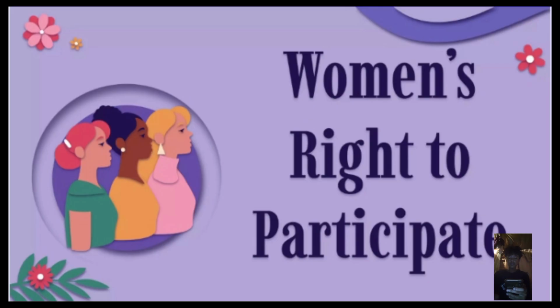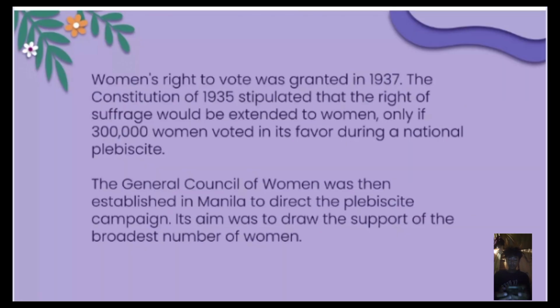Women's right to participate. Women's right to vote was granted in 1937. The Constitution of 1935 stipulated that the right of suffrage would be extended to women only if 300,000 women voted in its favor during a national plebiscite.